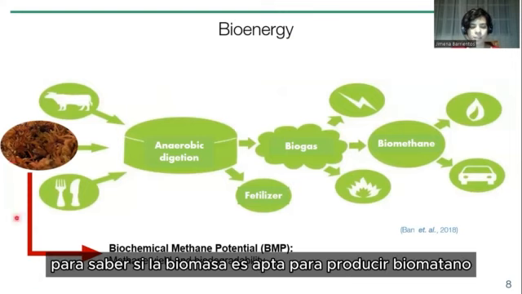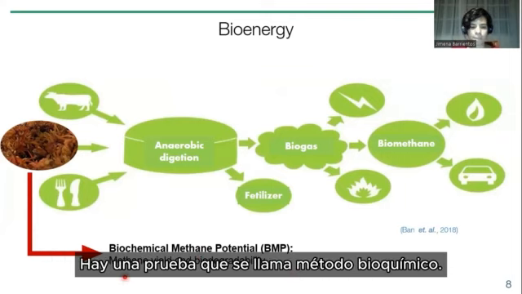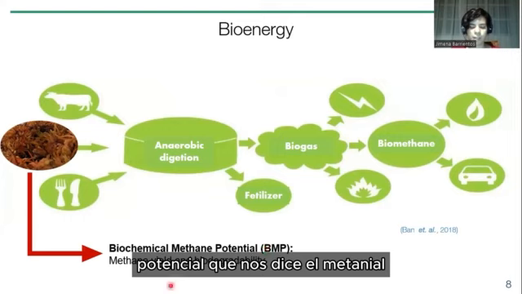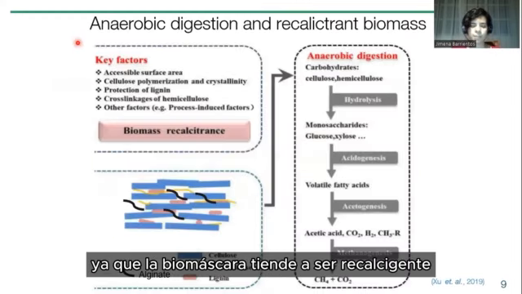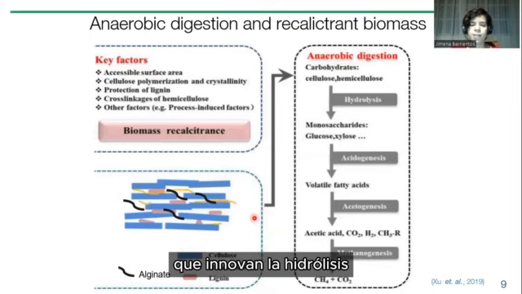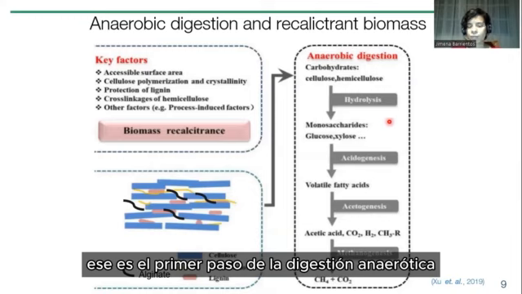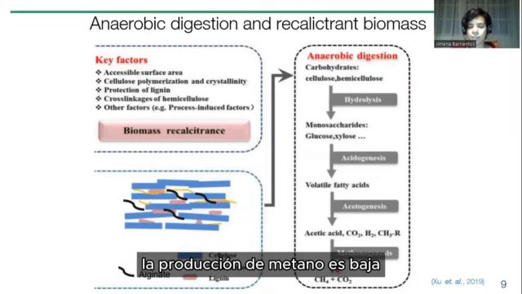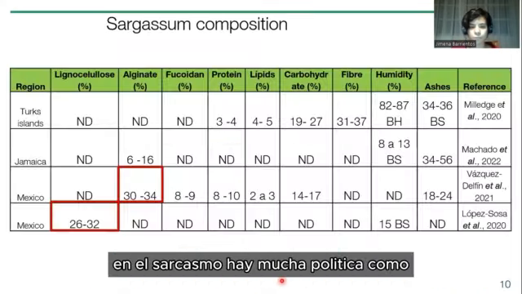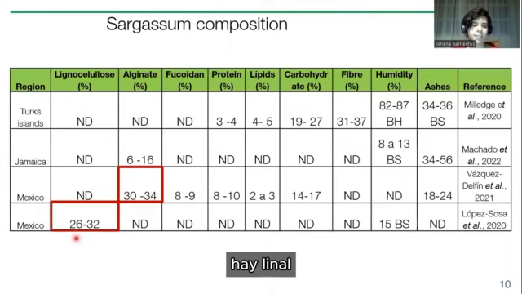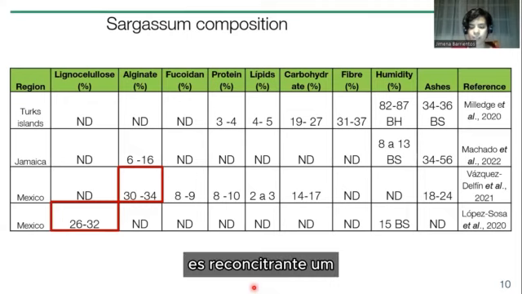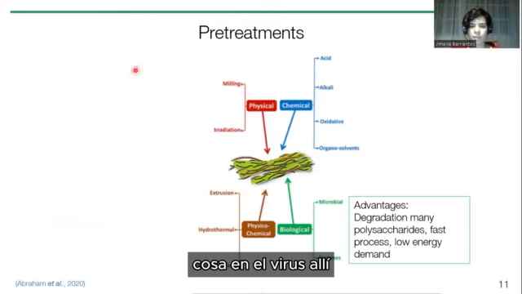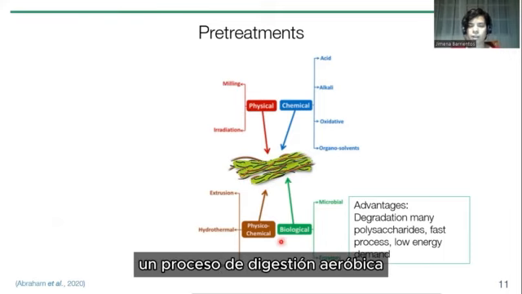To know if a biomass is suitable to produce biomethane, there's a test called biochemical methane potential that tells us the methane yield and the biodegradability of a biomass. Biomass tends to be recalcitrant, due to the polysaccharides in the biomass that inhibit hydrolysis, which is the first step of anaerobic digestion. If the hydrolysis is inhibited, the production of methane is low. In sargassum, there are a lot of polysaccharides, such as lignocellulose and alginate, and it also has a lot of ashes, which are also a recalcitrant component of the biomass. That's why pretreatments have to be adjusted and coupled to the anaerobic digestion process.